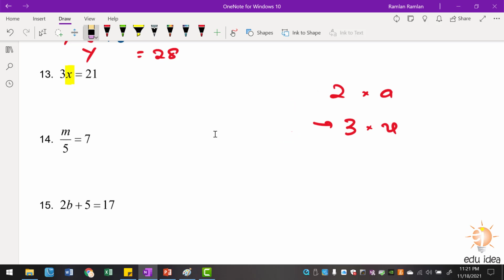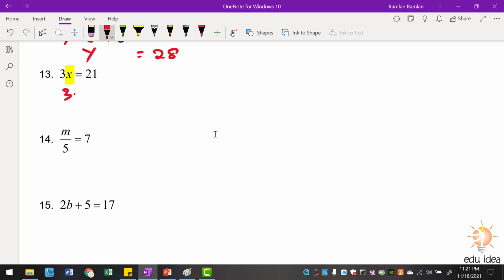So in here for number 13, we have 3x, right? 3x means 3 multiplied by x. So if I want to get rid of that 3, I only need to divide by 3 because this is multiplication. So the opposite operation of multiplication is division. So I divide both sides by 3.